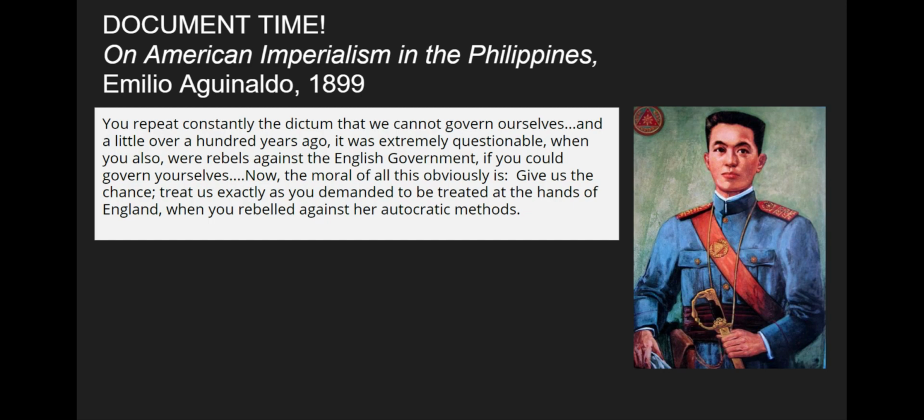Hey, remember how you, the 13 colonies, wanted freedom from Great Britain and people said you would never be able to govern yourselves? Yeah, remember that? That's all that we want here in the Philippines. And he finishes this whole speech by blatantly calling the United States hypocritical. We don't do what we say or believe.